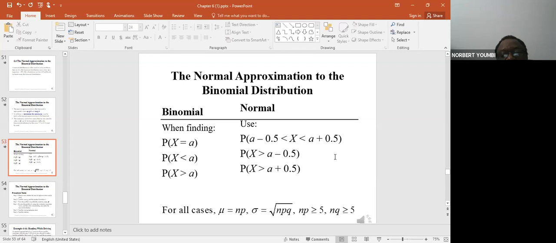The main idea here is to look into the values that are in the event. When we say x equals a, then we can shift left and right by 0.5. When we say x is less than a, for example, x is less than 3, it means it starts from 2. So you will decide either to add or to subtract 0.5 to 3. If you add, you will get 3.5 and you will be pushing 3 into the event. So it's better to do x is less than 2.5. If you have x is greater than a and a is 3, for example, x greater than 3 means that it starts from 4. So it's better to do 3.5 and above. The mean for a binomial distribution is np, and the standard deviation is the square root of npq, which we knew before.